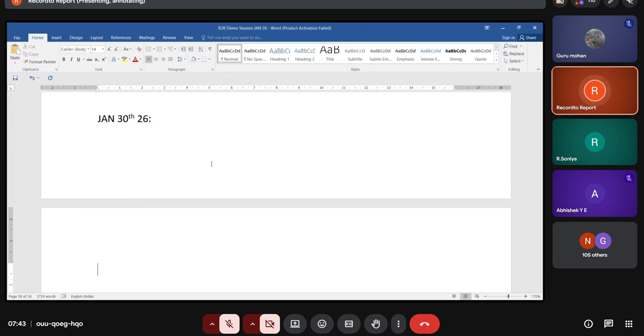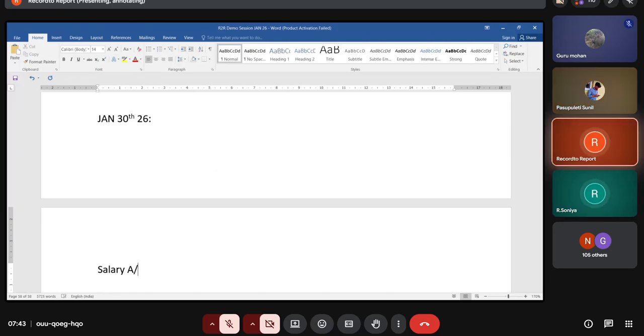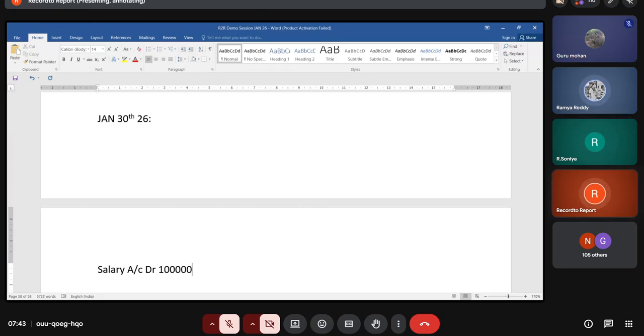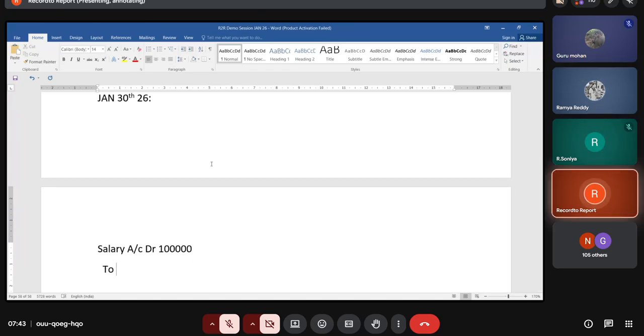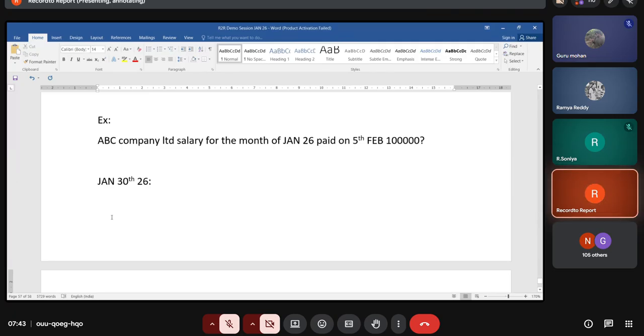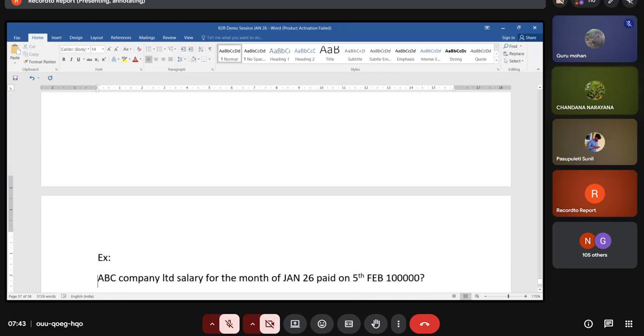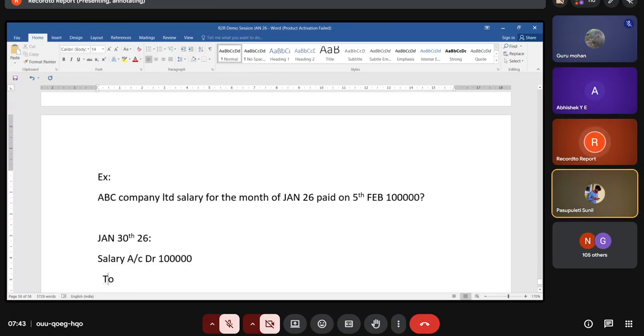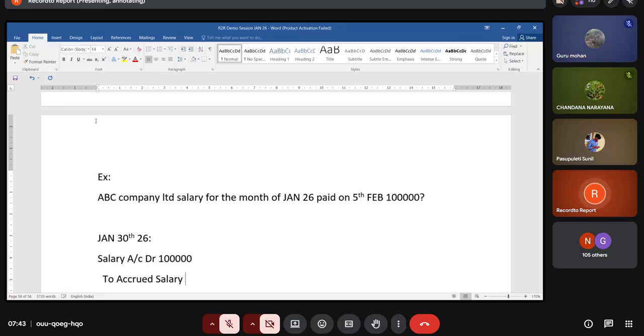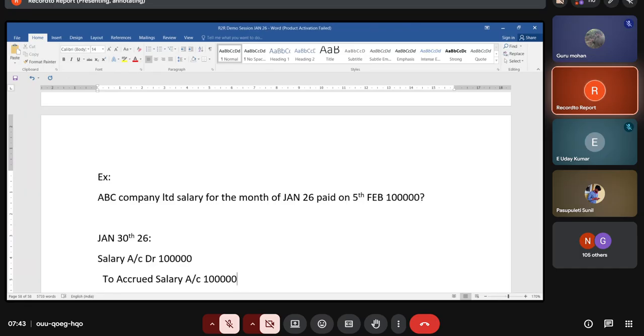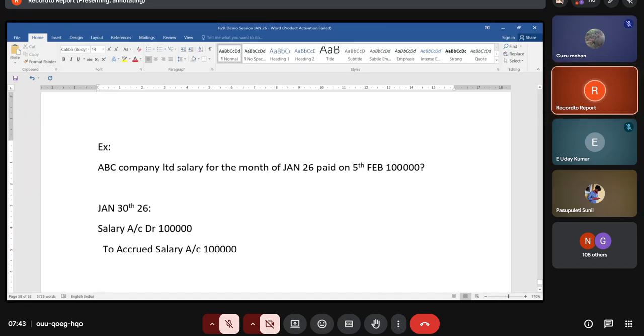So what entry do they need to record? Salary account debit, to bank account? Are they paying in the same month? No, it is being paid in February. So then why are we crediting the bank account? We need to credit accrued salary. If you paid in the same month, we would record it as salary to bank account. But no, we are not paying here.